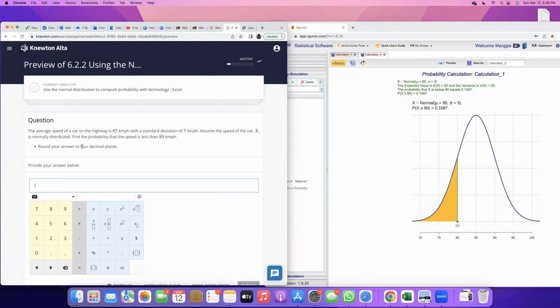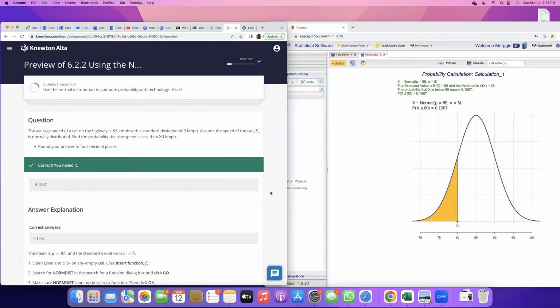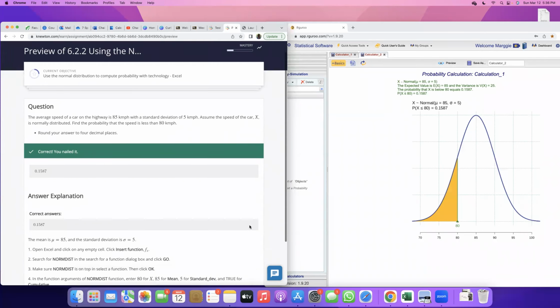And actually, we need 4 decimal places. The probability is right here. So the probability that your variable is less than or equal to 80 is 0.1587. So if I go here, 0.1587, that is our probability. And there we go. All right. So either you're given the value, like this green line, and you need to find the shaded region, or they give you the shaded region and you need to find the value of the line. Let's see what we get next.